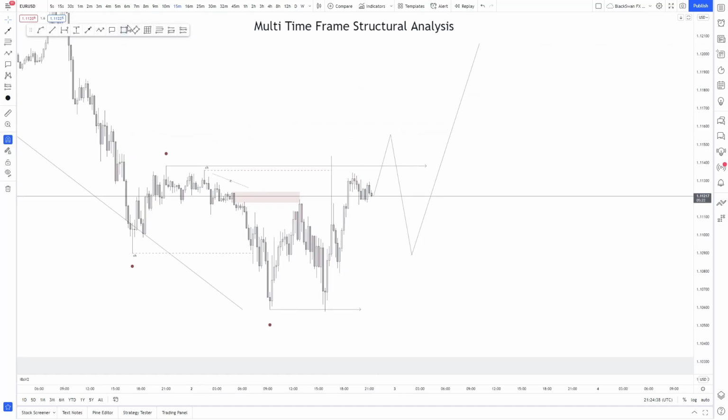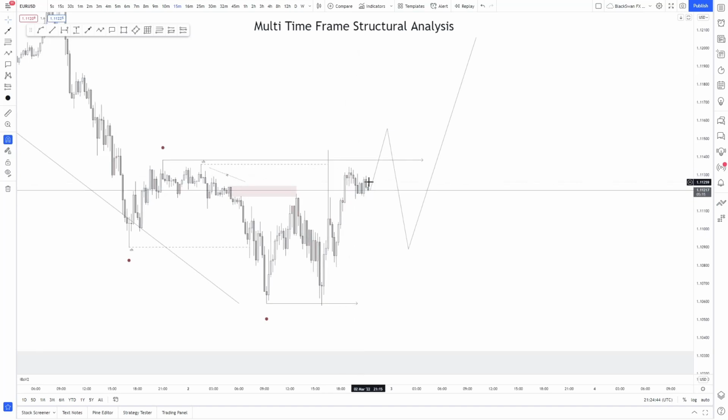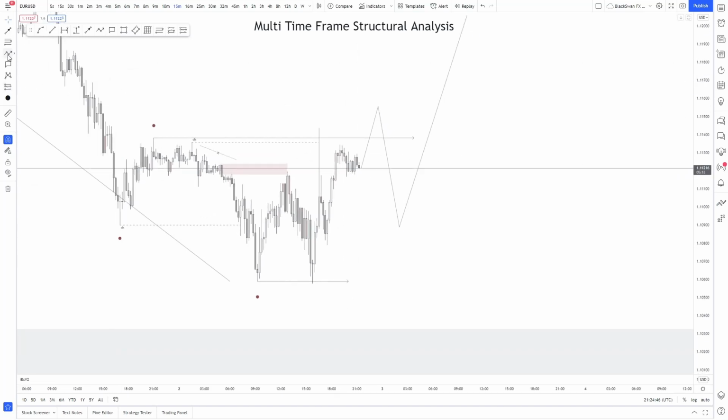But equally so, we could respect this wick, and we're seeing a slight shift in order flow, and EU can just continue to be aligned with its bearish order flow, what we're seeing on all the other time frames. Take this low and trade here, and off we go to hell.